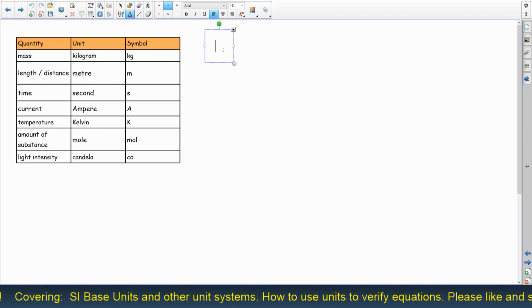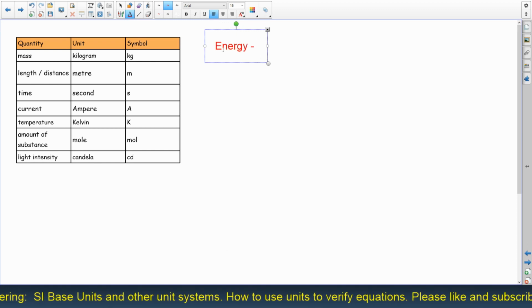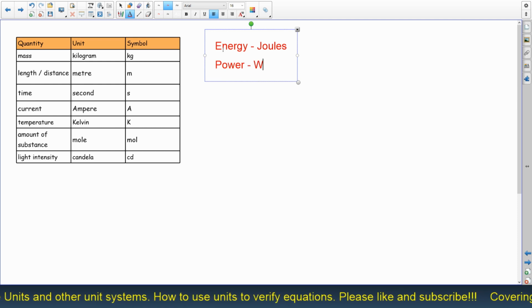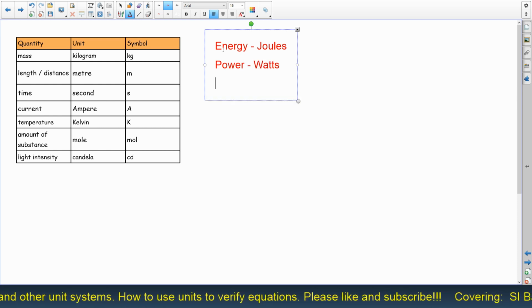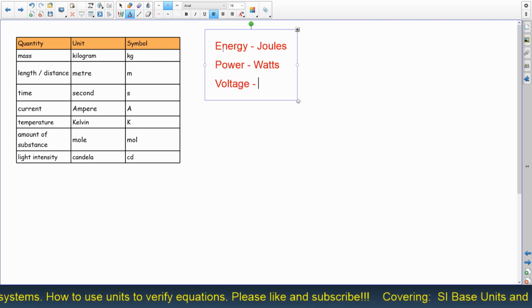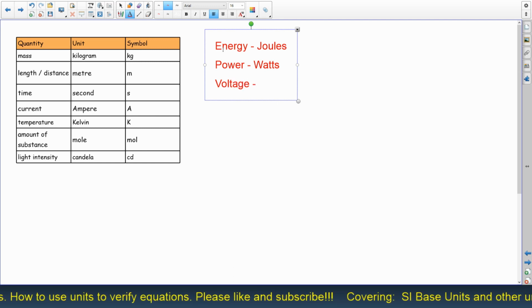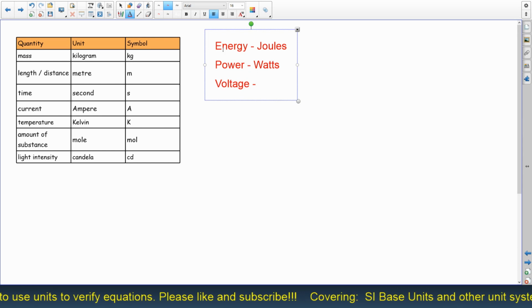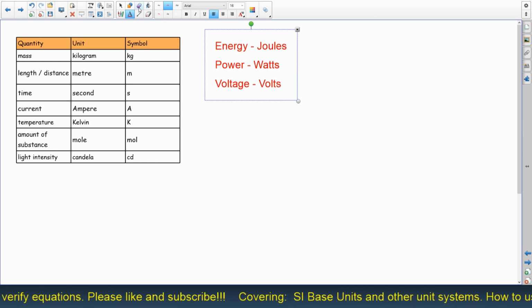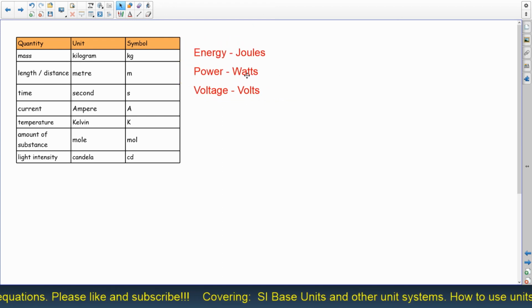We have other things. We have things like energy, and it's measured in joules. We have power, measured in watts. We have voltage, measured in... not joules. We have voltage, measured in volts, strangely enough. We have all these other units that are acceptable and we use all the time.